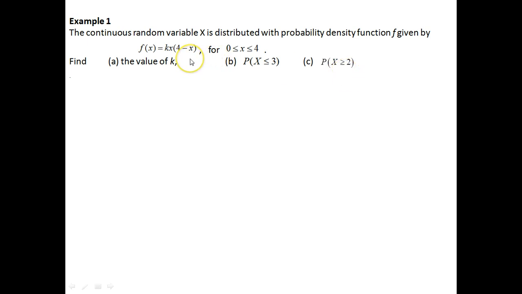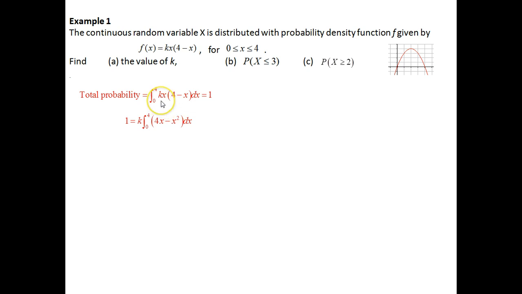Now, it's nice to think, what does the curve look like? So it's an upside down x squared curve going through the points 0 and 4. So that's the area that's involved in this function. We know that the total probability will add up to 1. So if we integrate the function between 0 and 4, our total probability should become 1.